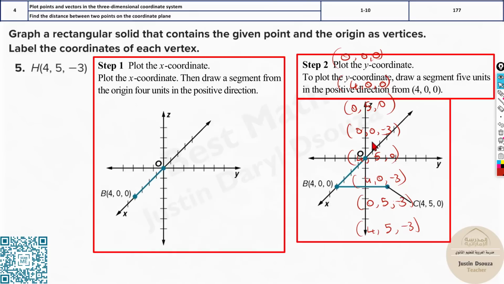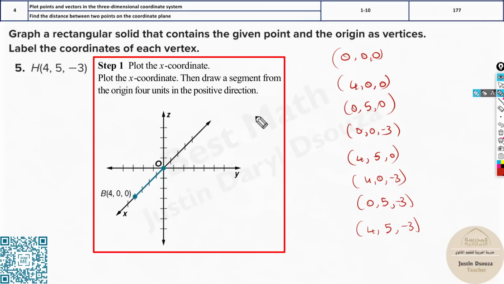And okay, we did not graph it, so let's quickly graph it. Here x is 4, 1 2 3 4, and what about y? y is 5, 1 2 3 4 5. Yes, this is the point. And then what is the z value? Minus 3. It's going down, 1 2 3 over here.